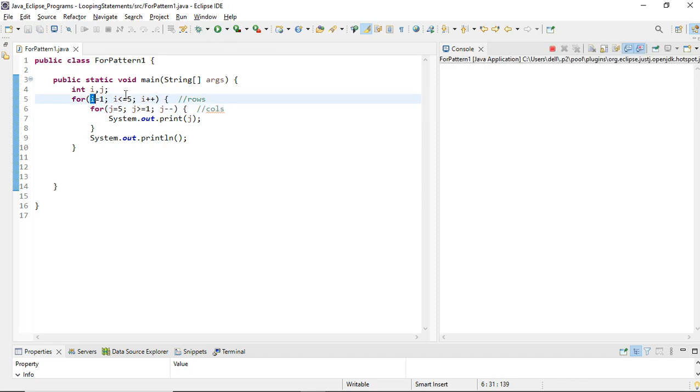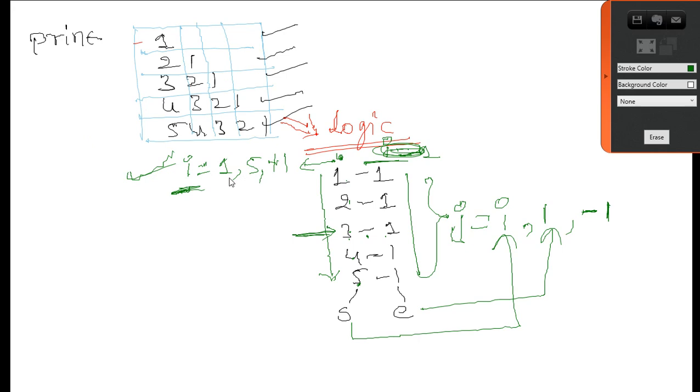Okay, i is equal to 1 to 5. Then j is equal to 5 to 1. Okay, 5 to 1. Not, sorry. j is equal to i to 1, please. i to 1. Okay, let us see once again.